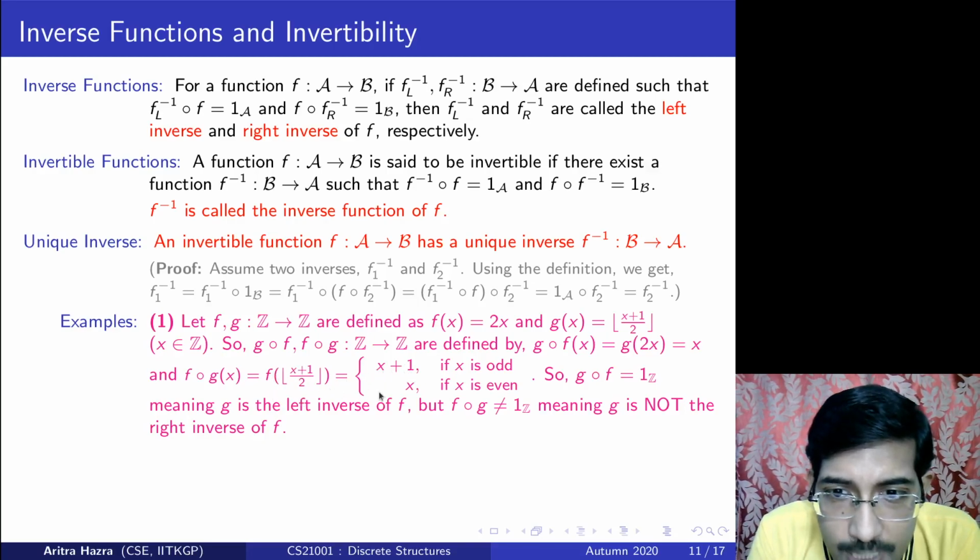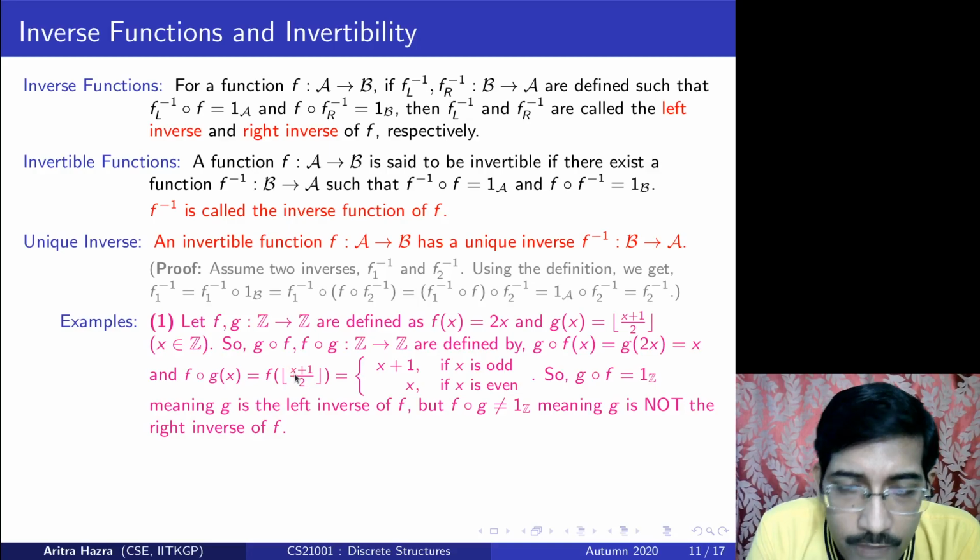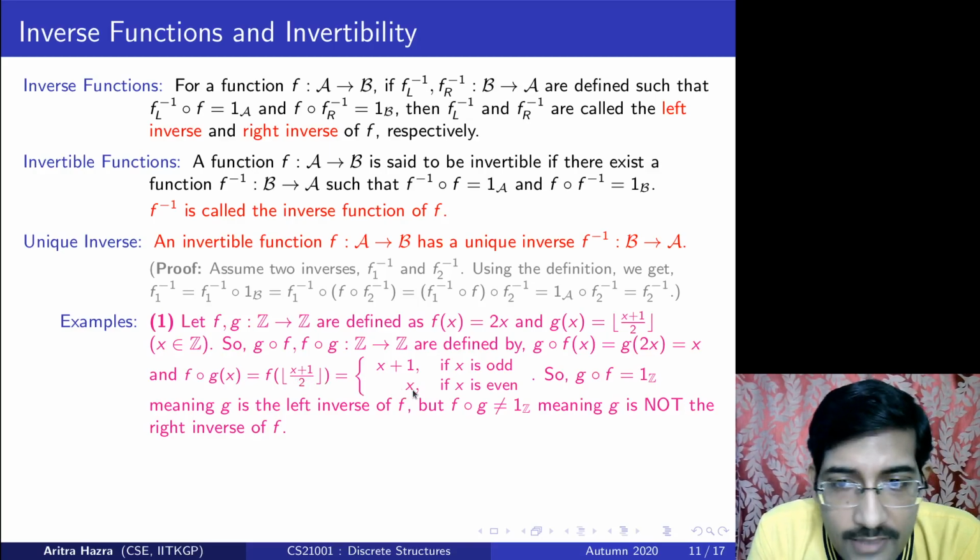So I started from 5 and got the final answer as 6. So it is x plus 1 if x is odd. If you go with 6, (6 plus 1) by 2 floor is 3, and 3 into 2 is 6. So if x is even, I get the answer as the same even 6. So this is the function that I get.